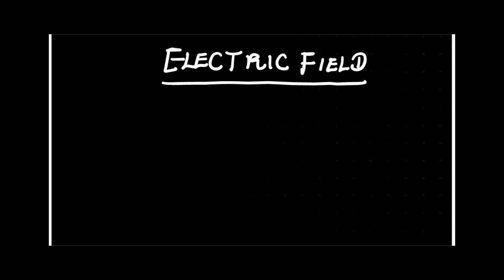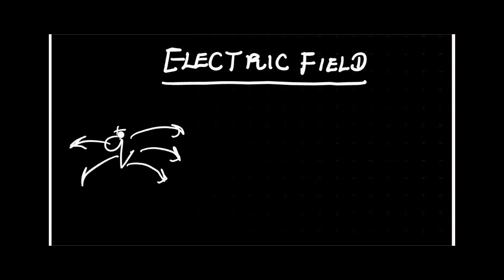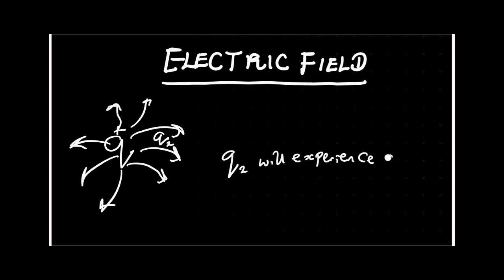First of all, it is important to know that when a charged particle, let's denote it by Q, is placed in a region, if this is a positive charge, what will happen? There is a region around this charge in which, when you place another charge, let's call this one Q2, Q2 will experience a force because of this Q1. And this force is due to the electric field that is being produced by Q1.